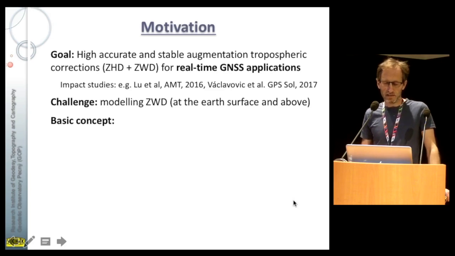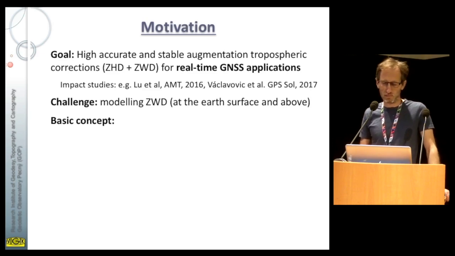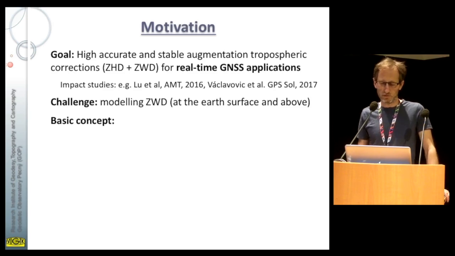There were some impact studies already showing that for PPP convergence it has a positive impact, for example by Lu et al. in 2016, or for example my colleague showed a GNSS kinematic balloon flight experiment, in GPS Solutions 2017. There are other studies as well, where the tropospheric corrections were used as an external model for strengthening the PPP in real time.